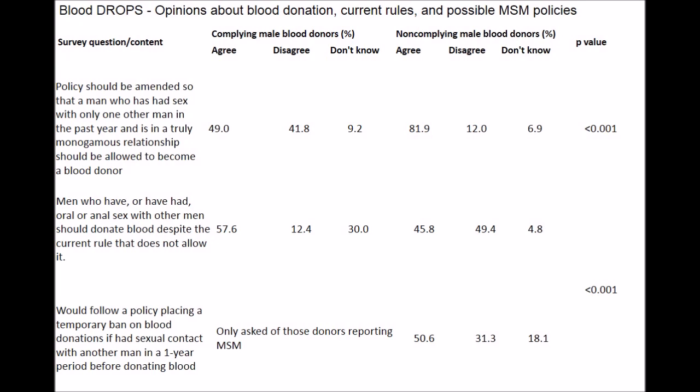Now, here is, again, blood drops, a complex slide. I recommend strongly perusal of the publications. The reason why I put on the slide is that this is one of the linchpins stated by the FDA for their consideration of a change in policy. I do not believe that this is the case.